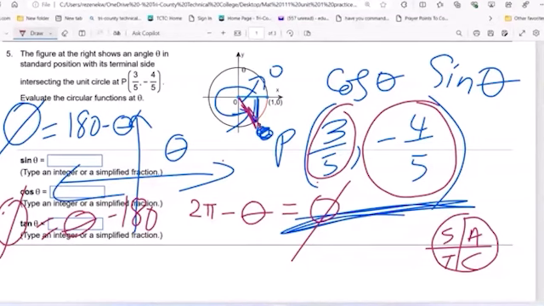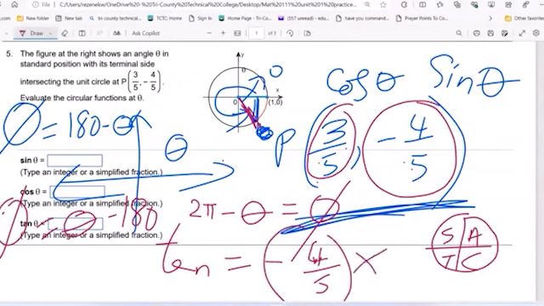If you want to find the tangent, tangent is sine over cosine. So what is tangent theta? Tangent theta better be negative because tangent is negative in the fourth quadrant. And what do I have? Tangent is sine over cosine. So negative 4 over 5 divided by 3 over 5. I'm dividing. Instead of divide, I will just say multiply by the reciprocal, 5 over 3. And therefore, tangent of theta is negative 4 over 3.